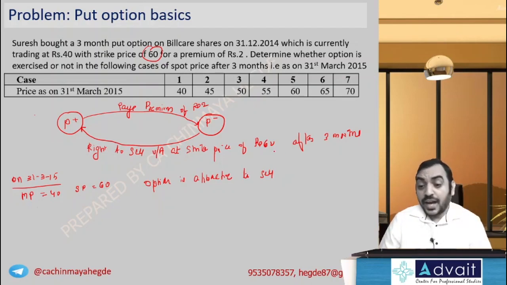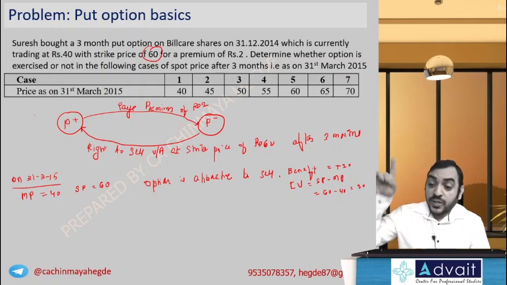And how much additional income you get, how much attractiveness is here, the extra benefit you receive is over and above 40 rupees. You get 20 rupees extra, right? In the options, you get 20 rupees extra. And what do we call that benefit? That's what is called intrinsic value. Strike price minus market price, that is 60 rupees minus 40 rupees, 20 rupees.